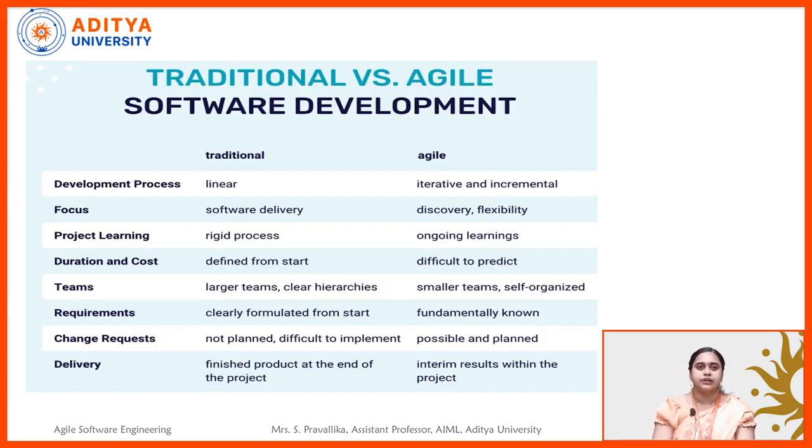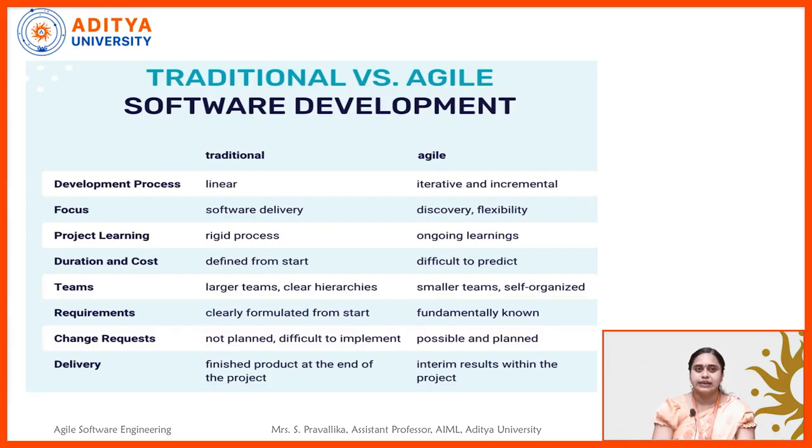Next, project learning. In the traditional, it is a rigid process. Rigid process in the sense a strict process or an adapted process, which is already adapted. Whereas in the Agile, we are going with ongoing learning. Every project will be learning something and that goes on as ongoing learning. And the next one, duration and cost. In the traditional waterfall model, we are going to define the duration as well as cost in the starting of the project itself. Whereas in the Agile, it is difficult to predict as we are working in an incremental and iterative process. It is difficult for us to predict the cost and duration at once.